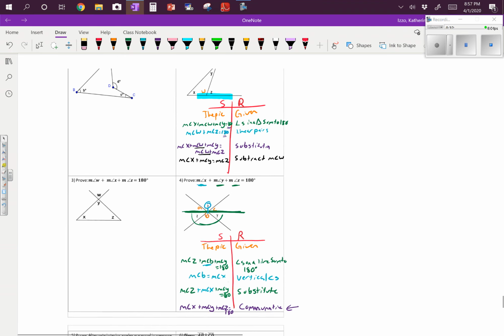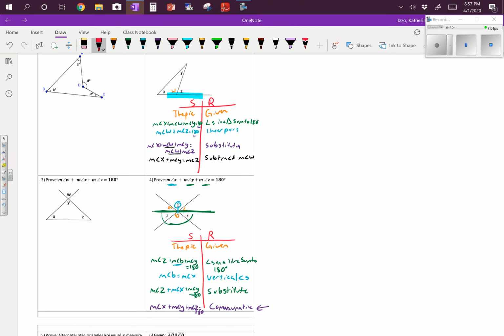Your mission: I want you to try and do number 3 for homework. See if you can handle trying to prove that guy. Good news, every angle that matters is already labeled, and you're trying to take a look at making that 180 degrees. Good luck. If you have questions or issues, please message me.